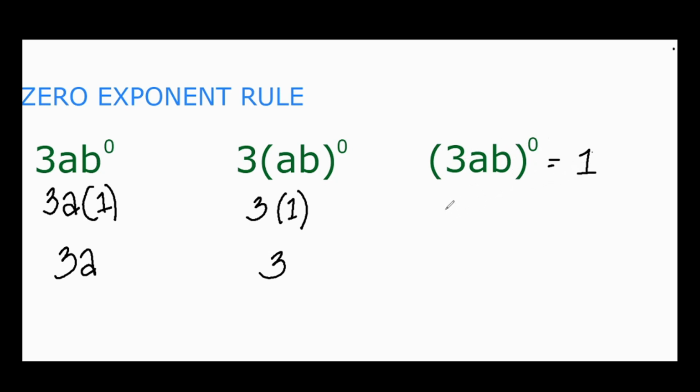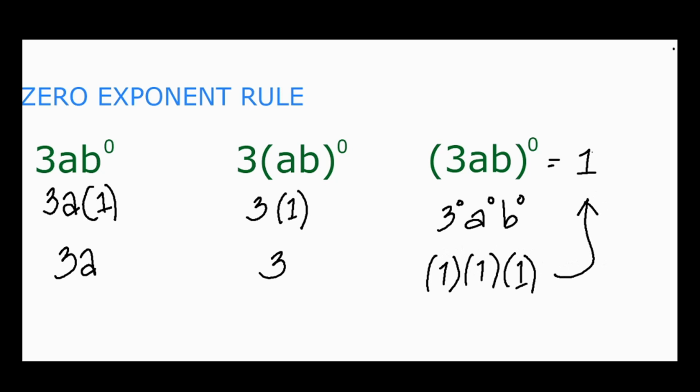So let's try. We have 3 raised to 0, a raised to 0, and b raised to 0, because 0 times 1 is 0, 0 times 1 again for a is 0, and 0 times 1 as the exponent of b is equal to 0. And even if we simplify it individually, that would still give us 1 times 1 times 1. And again, that is still equal to 1.